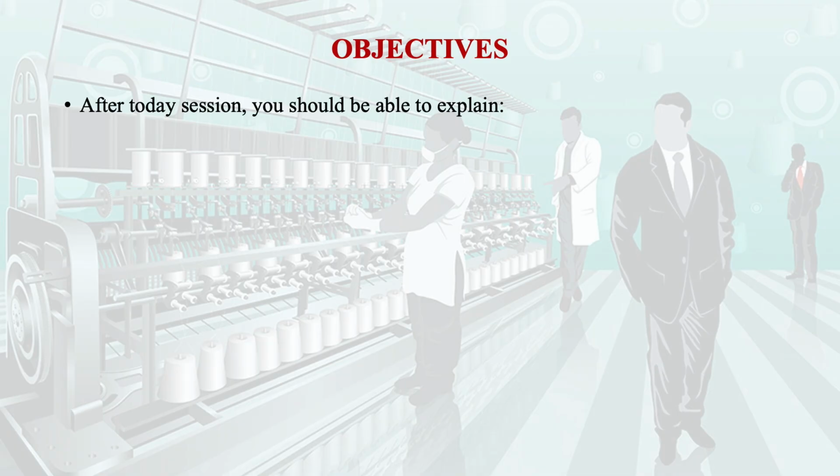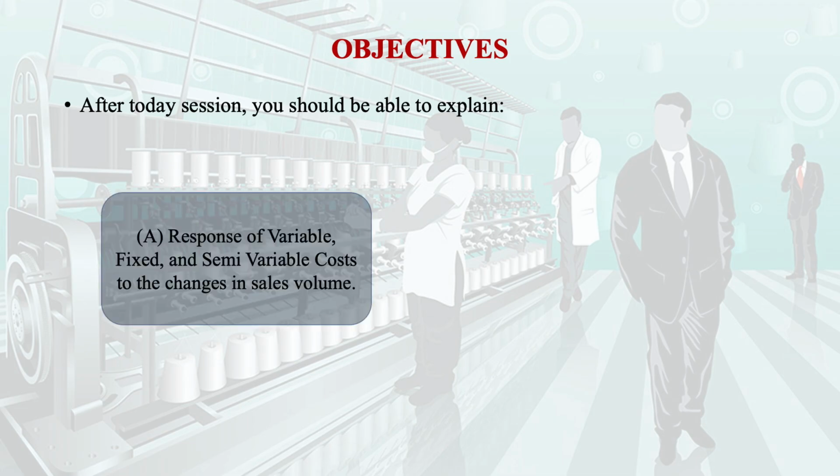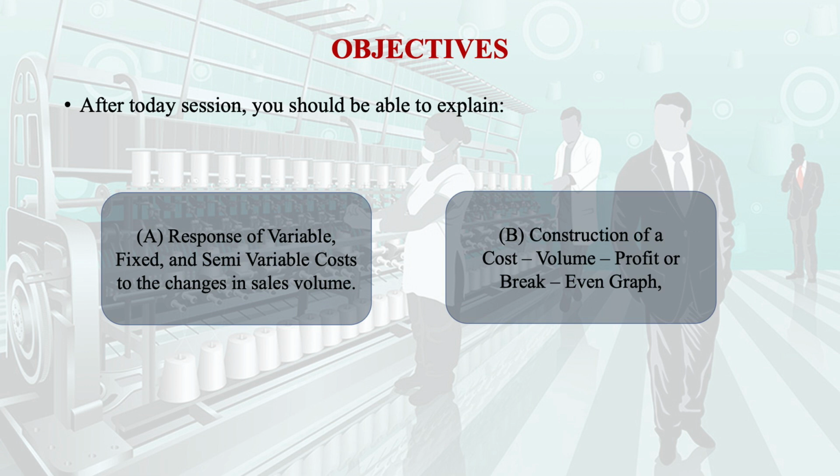That means if we want to include the whole organization, we can include it under cost, volume, profit analysis, or if we want a small segment or a small department of the organization, that is also applicable for cost, volume, profit analysis. Now, what are the learning objectives of today's session? After today's session, you should be able to explain the response of variable, fixed and semi-variable costs to the change in sales volume. You will be able to explain the construction of the cost, volume, profit or break-even graph.